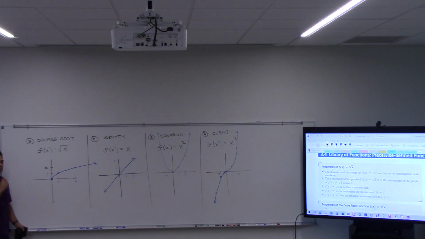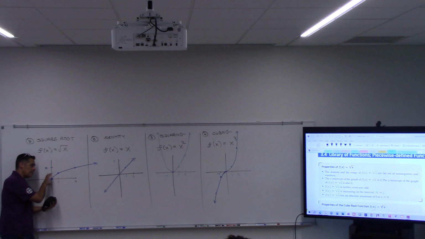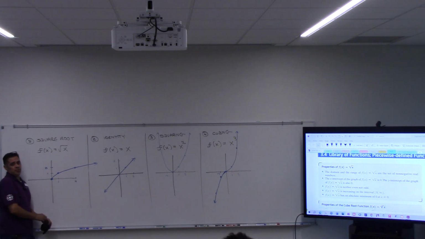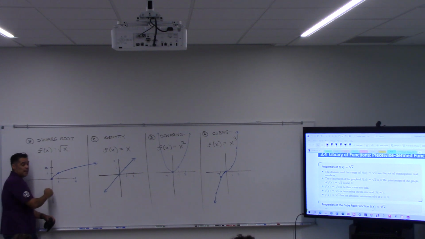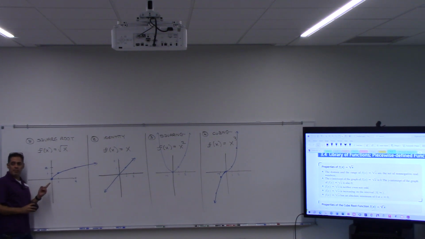Then you can't have negatives. Can't have negatives at all. So what's the domain of this? 0, including 0, right? Bracket to infinity. Range? 0 to infinity also. This goes up. It's just slow. So domain and range are both the same here. It's always increasing, right? From 0 to infinity, it increases.